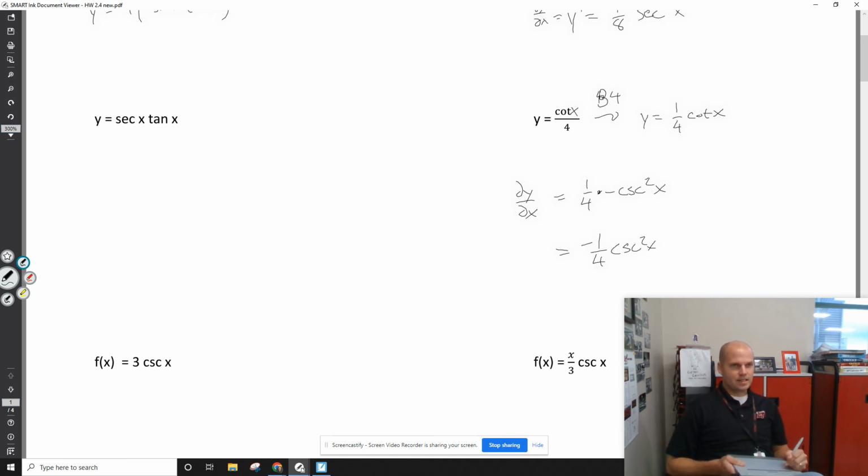Now, secant x times tangent x, this is a product. So we need to be prepared to use the product rule if you have x's times x's. Here it is a first and a second. I would take the derivative of the first. That's the derivative of secant times tangent. And then I'd add the derivative of tangent. That's the derivative of the second times secant.